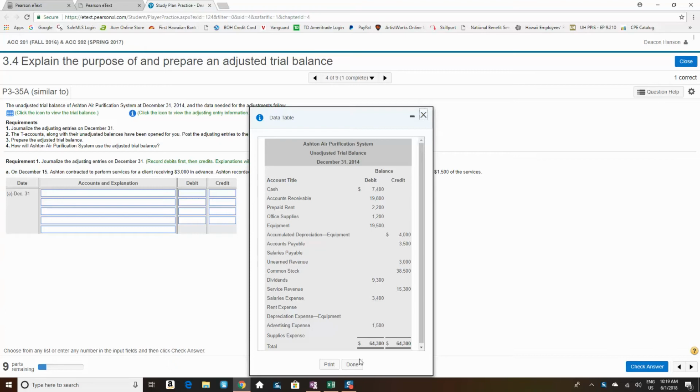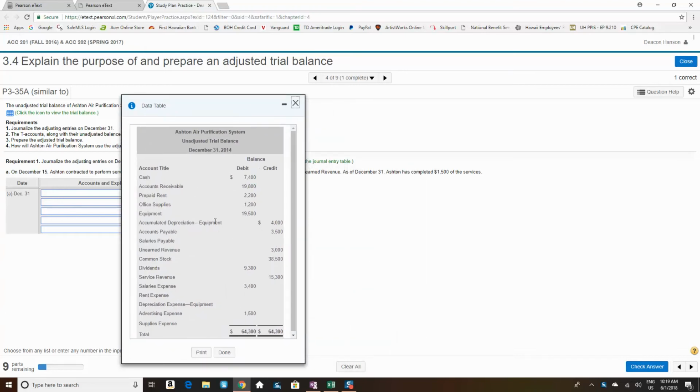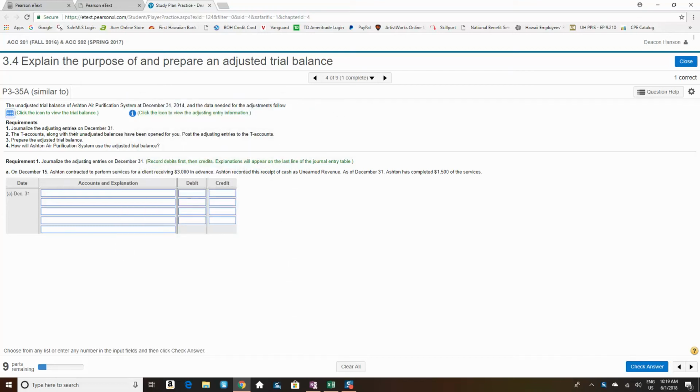Okay, so if you were doing this in a spreadsheet, you'd probably have these unadjusted balances here, and then to the right of that you'd have the adjustments, and then you'd have the adjusted balance, which would reflect the effect of those adjustments. Okay, so let's start with the adjusting entry. It says journalize the adjusting entries on December 31st.